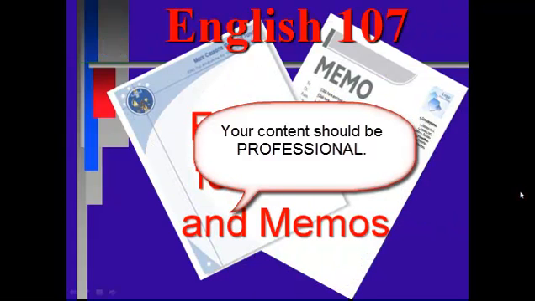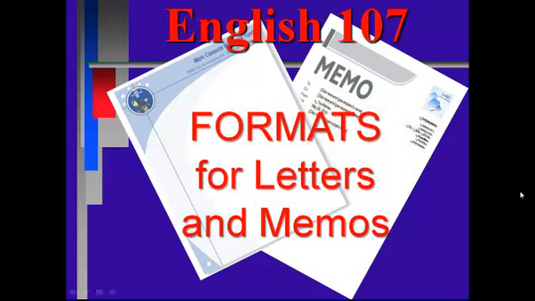So today we have explained the major differences between a memo and a letter. You know that you have a good news memo coming up. You know that this week you have a letter of inquiry coming up.